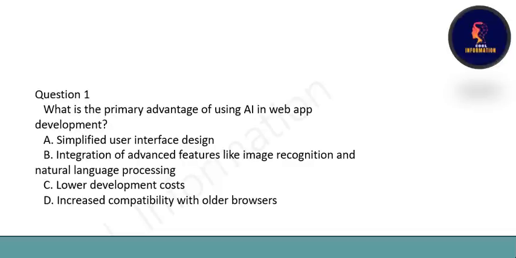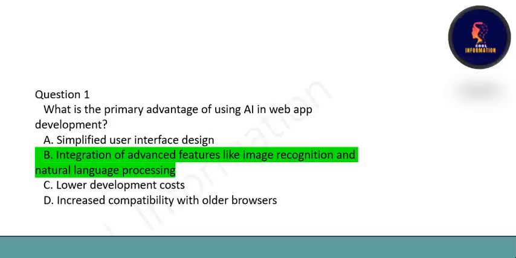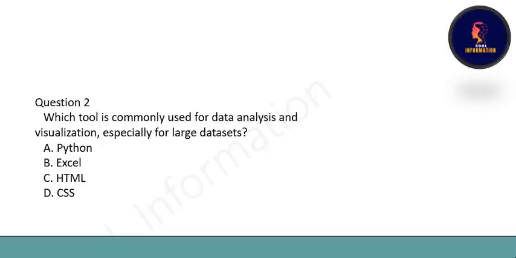Question 1 is, what is the primary advantage of using AI in web app development? So the primary advantage of using AI in web app development is integration of advanced features like image recognition and natural language processing. Option B is correct. Next one, which tool is commonly used for data analysis and visualization, especially for large data set? So for large data set, we use Excel. Option B is correct.